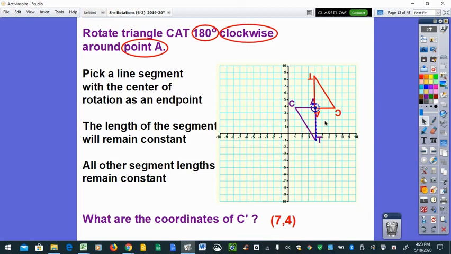So we're doing some rotations. Tomorrow you'll get a chance to do a little bit of practicing. Then we'll talk about rotating around the origin. I hope you guys all have a fantastic day.